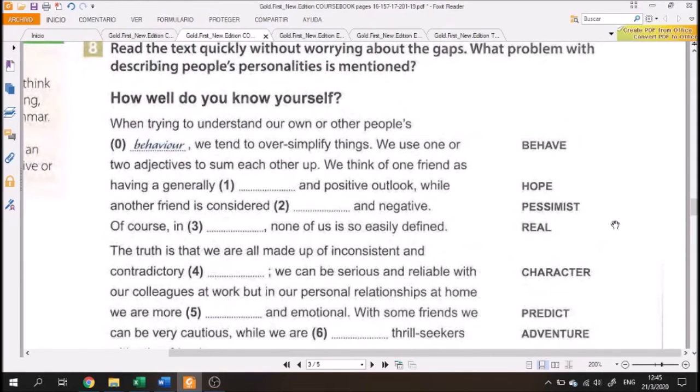How well do you know yourself? When trying to understand our own or other people's behavior, we tend to oversimplify things. Guys, behavior can be spelled like this, O-U, or also like this.